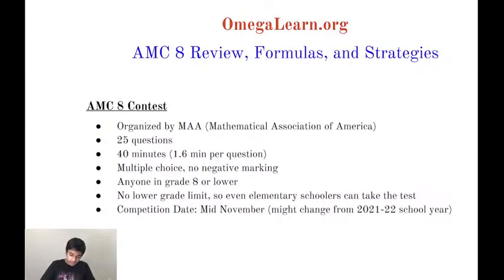The AMC 8 is organized by MAA. It's 25 questions long. It's 40 minutes, and on average you get 1.6 minutes per question. It's multiple choice, and there's no negative marking. Your score is just the number of questions you get correct. There's no lower grade limit, so anyone in grade 8 or lower can take it, even elementary schoolers.